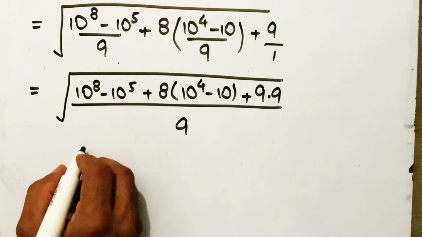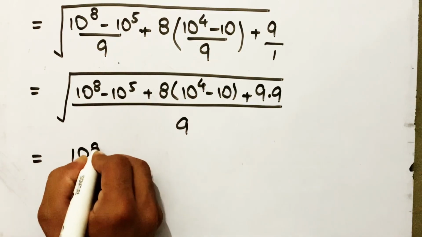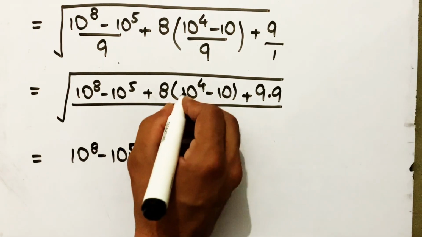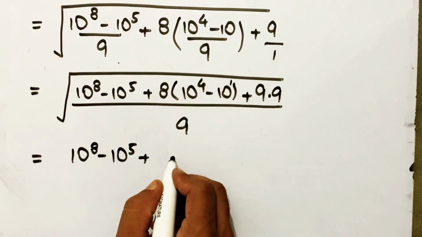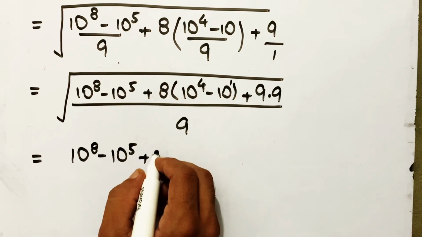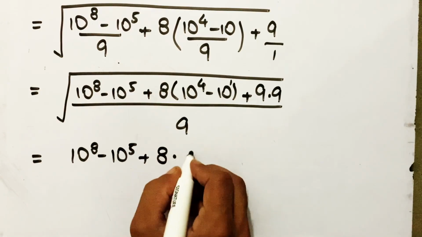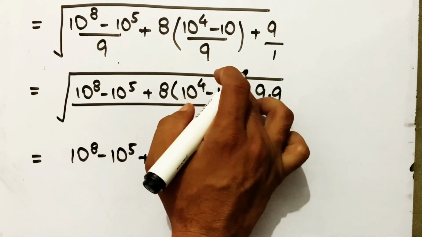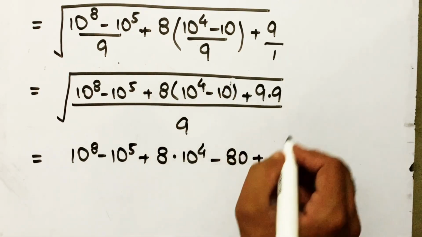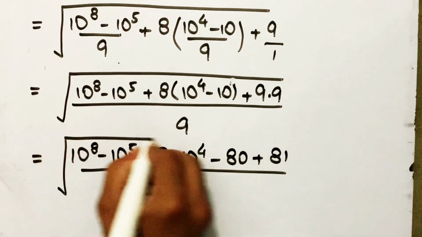The next step is that this equals 10 to the power of 8 minus 10 to the power of 5 plus 8 into 10 to the power of 4, minus 8 tens are 80, plus 9 nines are 81, divided by 9, square root.